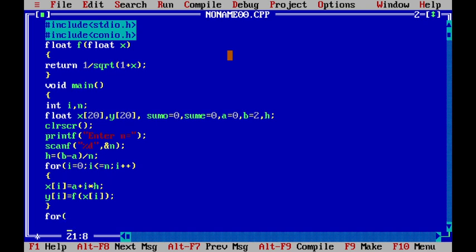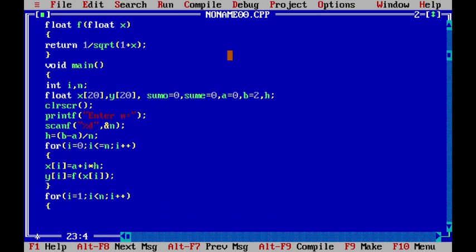Now we are going to check whether the given number is even or odd. If it is odd, then we are going to multiply it by 4. For even, we are going to multiply the given sum by 2. So we want to determine two sums here, sum odd and sum even. So i is equal to 1, i less than n, i plus plus.